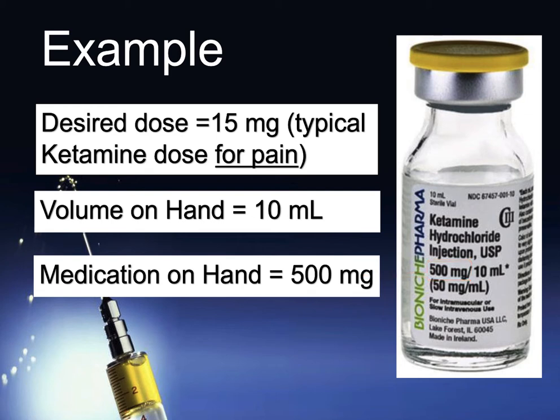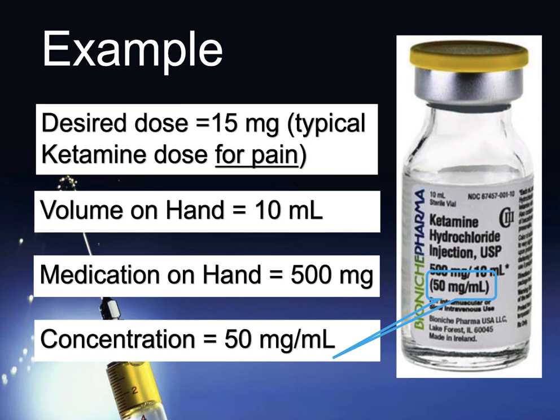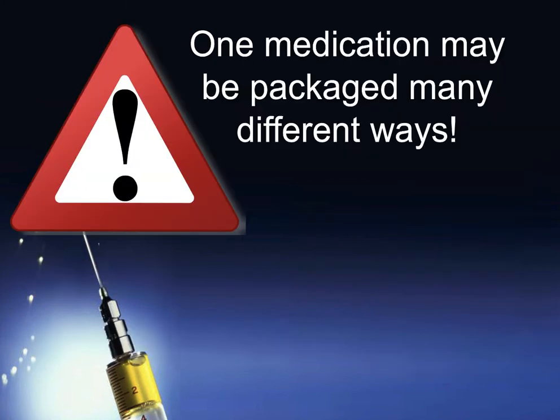So that's important information. The next piece is that concentration that we talked about. I'm going to know by doing the math that 500 milligrams in 10 milliliters means I have 50 milligrams in each milliliter. And if you don't want to do the math, read the label. Every medication that comes packaged should have a breakdown that tells you exactly how much drug is in each milliliter.